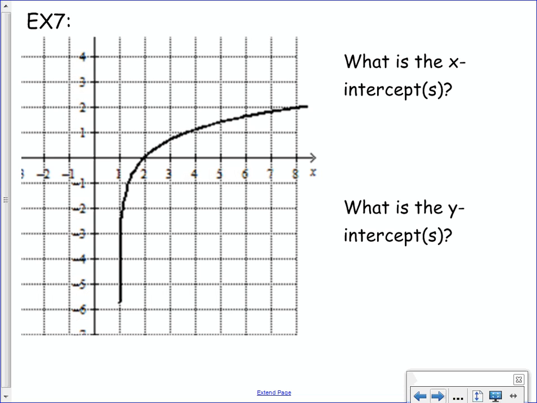What family? It is logarithmic because it's parallel to the y-axis. So if it's going straight up and down, this is definitely logarithmic. Okay. What do you notice?